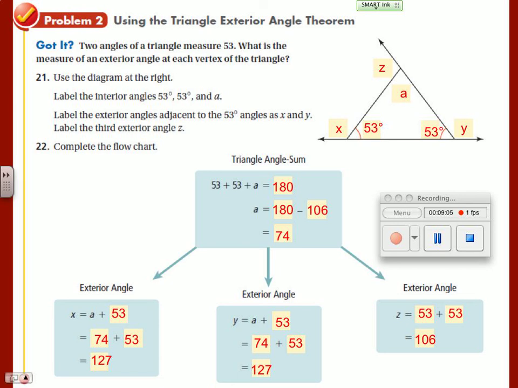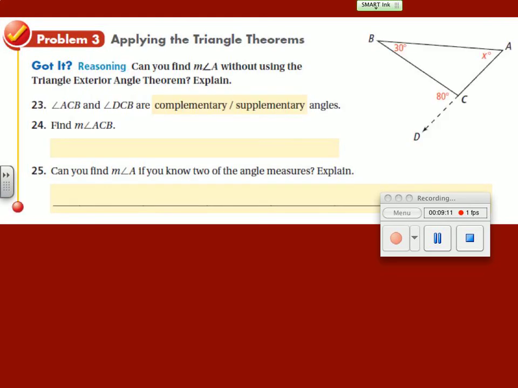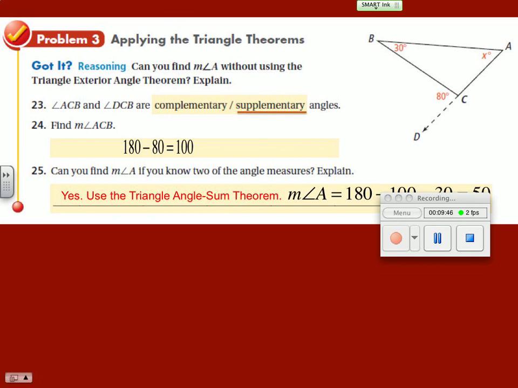Problem 3, applying the triangle theorems. Can you find the measure of angle A without using the triangle exterior angle theorem? Angle ACB and DCB are supplementary. They're a linear pair. The measure of ACB is 180 minus 80 equals 100. Can you find the measure of angle A if you know the two angle measures? Yes. We use the triangle sum theorem. So the measure of angle A equals 180 minus 100 minus 30, which equals 50.